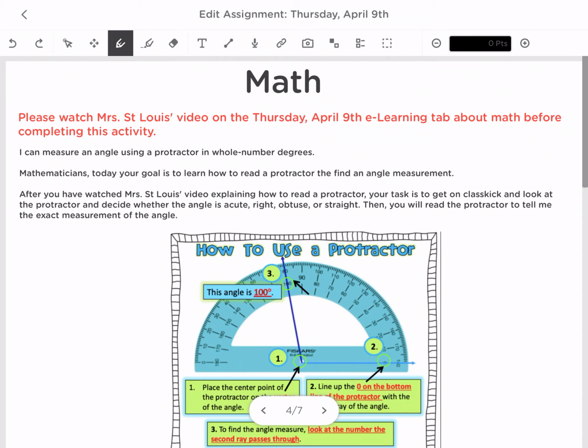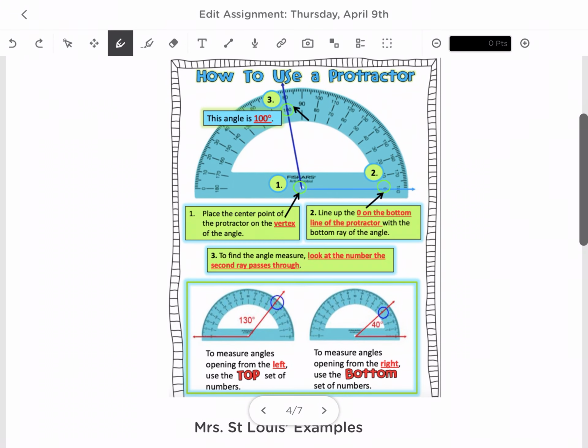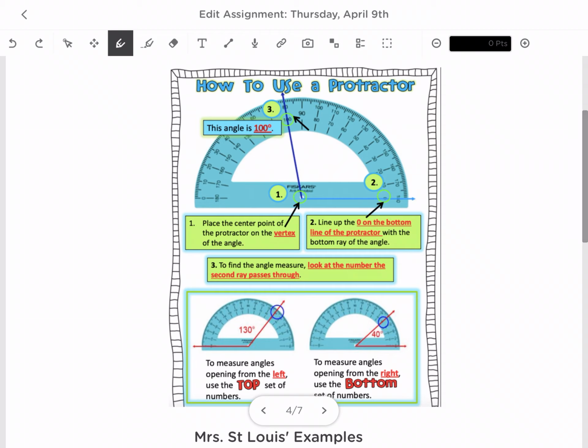Today you are going to be able to measure an angle, so you're going to figure out the exact angle using a protractor in degrees. So today your goal is to learn how to read a protractor and find that angle measurement. I have created this little helpful tool for you to figure out how to read a protractor. The first step when you are using a protractor is step number 1 here.